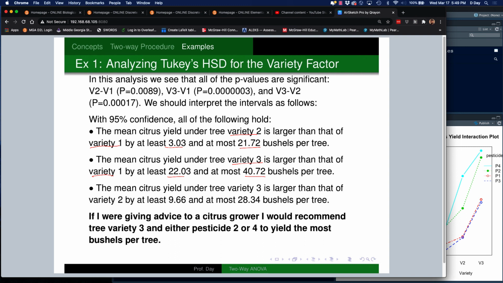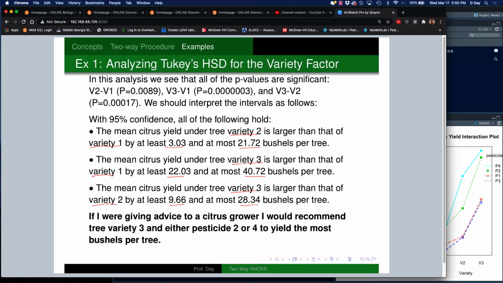And then finally, from that third interval, we got the mean citrus yield under tree variety 3 is larger than that of variety 2 by at least 9.66 and at most 28.34 bushels per tree. And so if I were giving advice to the citrus growers interested in this study, based on both Tukey's HSDs we ran, the confidence intervals for both the pesticides and variety, I would highly recommend they grow tree variety 3 to get the most production, and either use pesticide 2 or 4 to also yield the most bushels per tree.